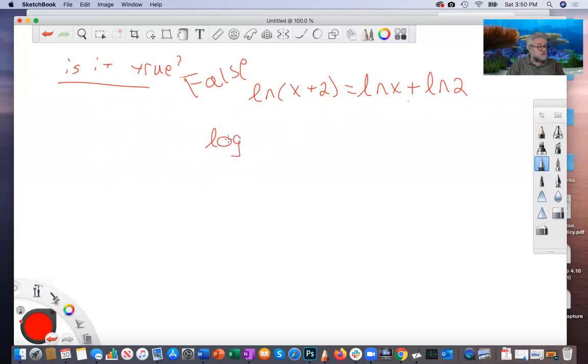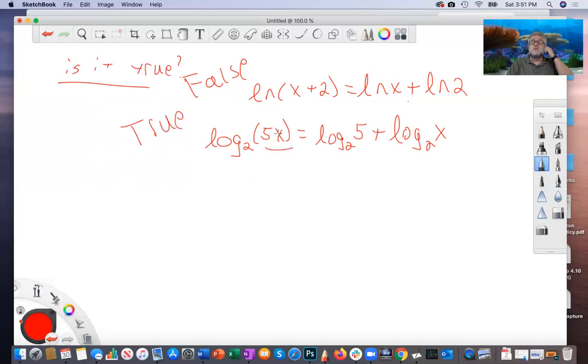Okay. Log base 2 of 5x equals log base 2 of 5 plus log base 2 of x. True or false? Ding, ding, ding. True. We're using the product rule to take the product and split it up into a sum. Next one.